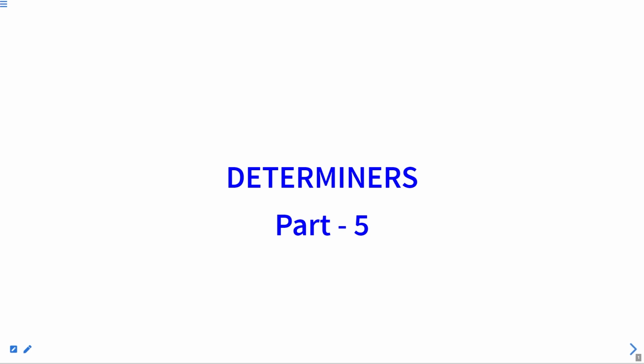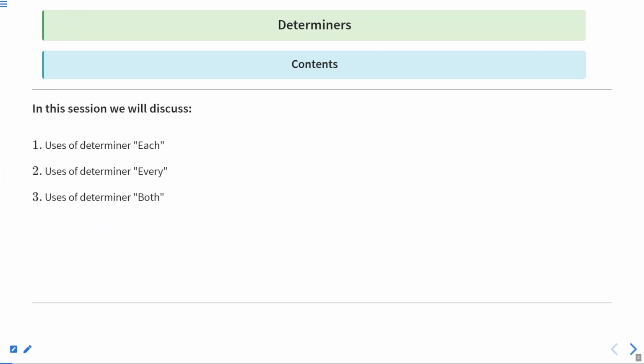In fact, we discussed various determiners. We discussed various rules, usage of determiners and types of determiners as well. In this session as well, we are going to elaborate some more determiners and what are those determiners. So let us see what we are going to discuss in this session. Well, in this session, we will discuss the following topics.